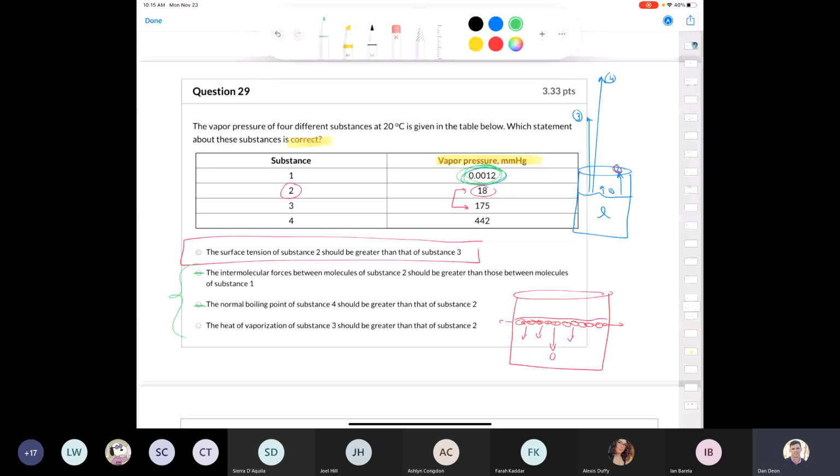The normal boiling point of substance 4 should be greater than that of substance 2. No. The normal boiling point of substance 4 should be less. It's got the highest vapor pressure. It's ready to boil. It's like, hey man, I'm already out here. Right? And then the last one, the heat of vaporization of 3 should be greater than 2. The heat of vaporization of 3 should be less than 2, right? Because the molecules are already much more prone to escape into the gaseous phase, to go from a liquid to a gas.